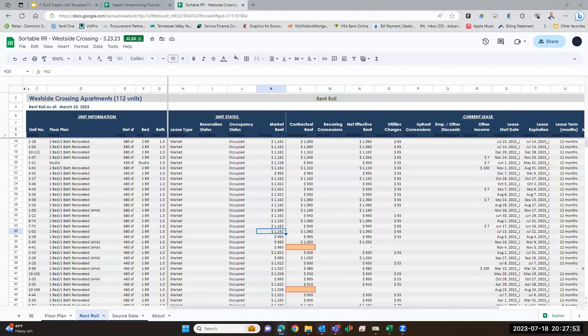which means: how many vacant units do you have? How far off of market rents are the current rents? How long have your tenants been there? As you can see on here, you have the lease start date and the lease expiration date. That is much more important than a lot of people I've talked to have given it credit for. That column is very important, and I'll get into why later.